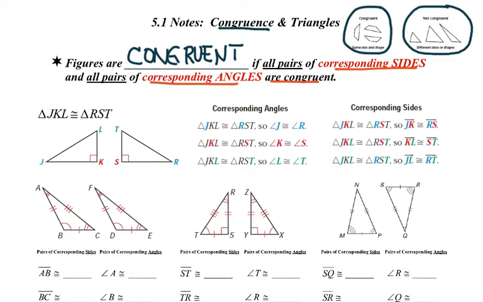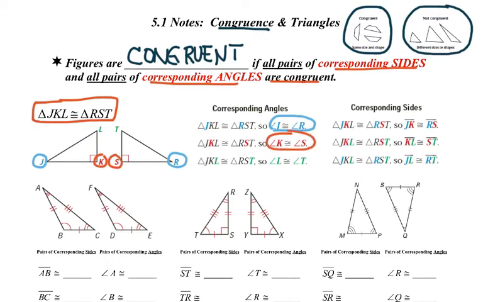So here it's telling us in this congruence statement that triangle JKL is congruent to triangle RST. And looking at the colors, you can tell the sides and angles that match up. So in blue are angle J and angle R. Those are the corresponding angles, one pair of them. Another pair of corresponding angles is angle K and angle S. And then the third pair of corresponding angles is angle L and angle T.